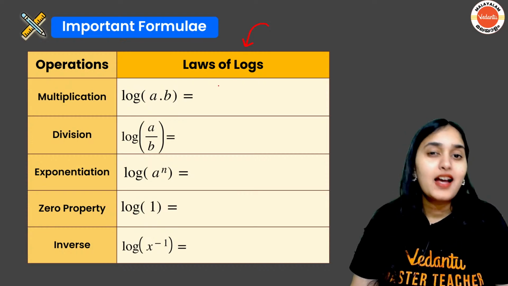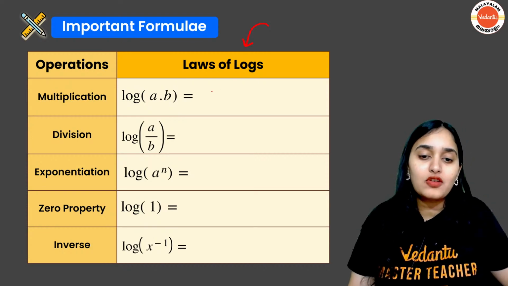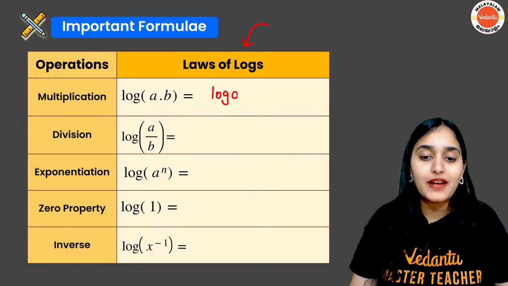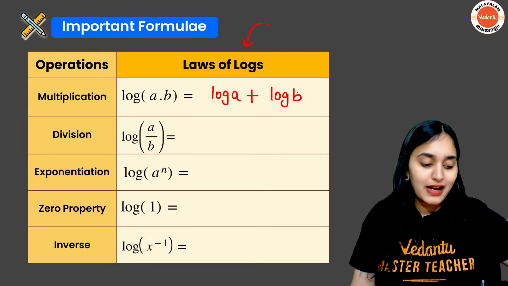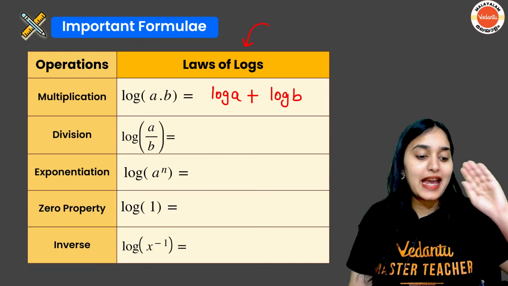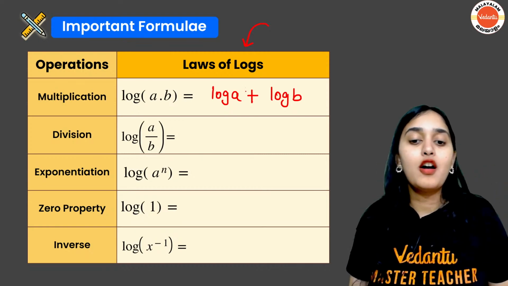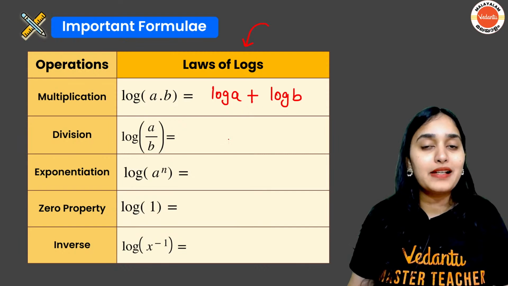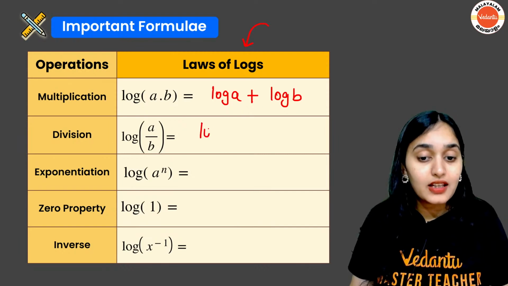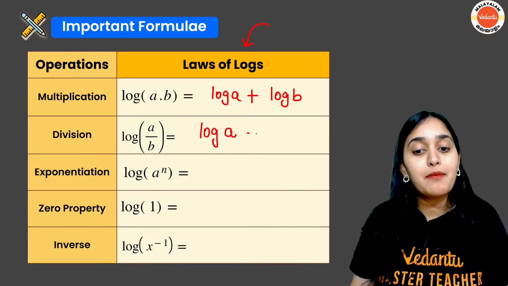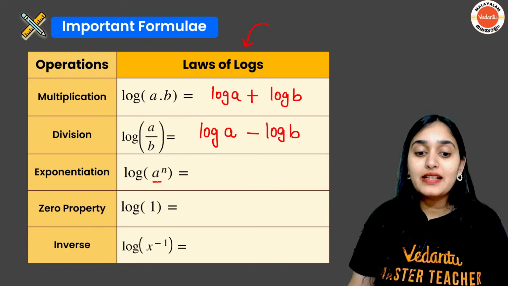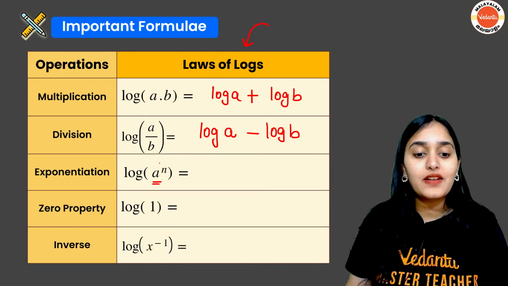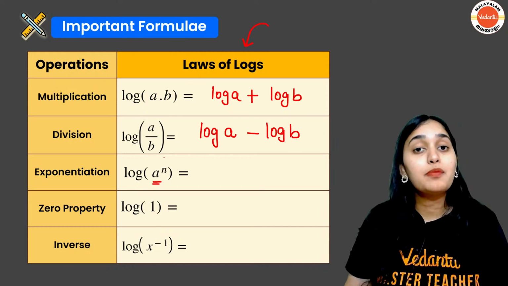Any guesses? Just like in an algebraic expression, we have log A plus log B. When it is multiplied, we can write it in the form of log A plus log B. When it is division, it becomes log A minus log B. When it is a variable to the power of another variable, log A to the power n.